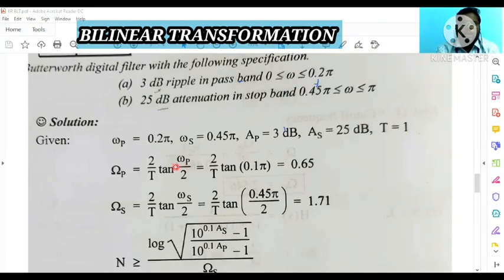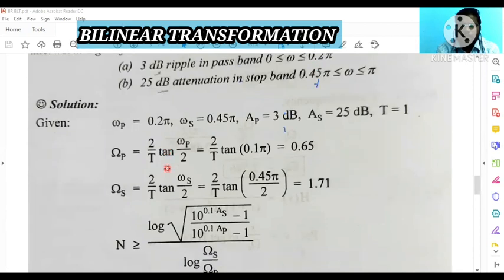Now one more important step is here. Look at this problem. Here the digital frequency is given, omega will be digital frequency. As I said earlier in the previous problem itself, if the digital frequency is given, before the start of the problem you need to convert it into analog frequency. So you know that formula, the warping formula, that is 2 by T tan omega p by 2. This is the frequency warping formula.